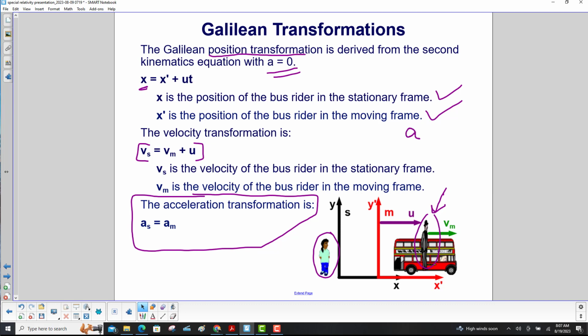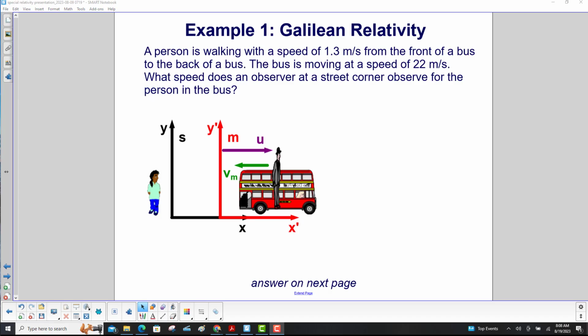Now I know we've been talking about a equals 0, right? But that only applies to the reference frames. The person here can have an acceleration, but the frames, the S frame and the M frame, must have 0 acceleration. Let's do a couple examples now.